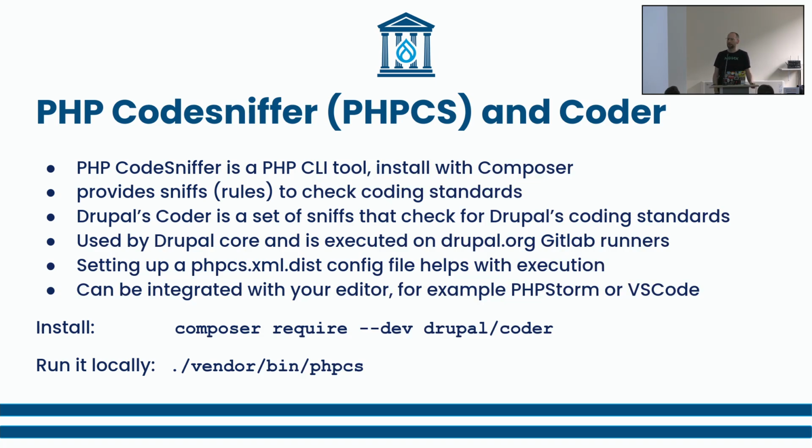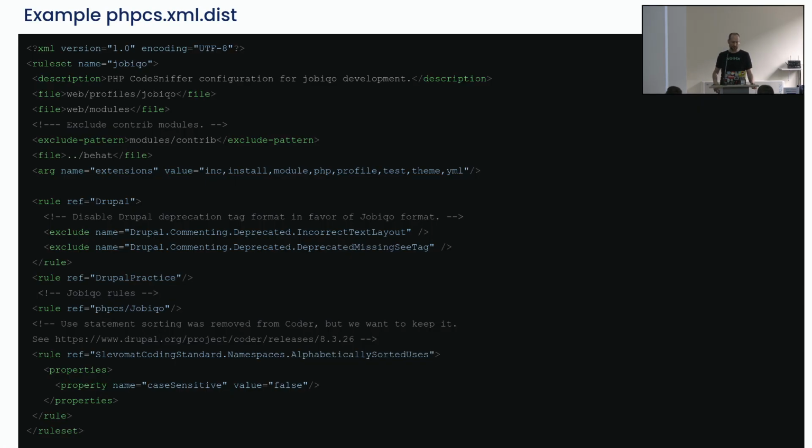It also can be integrated with your editor, so you can use it in PHPStorm or in Visual Studio Code. Then you immediately see what kind of parts of your PHP file should be formatted correctly and are not formatted yet. How you install it: you install Coda, and that will install PHP Code Sniffer automatically. And what it does, it puts an executable file in your vendor directory, and that's how you can run it. Let's look a little bit at an example PHPCS XML dist file.